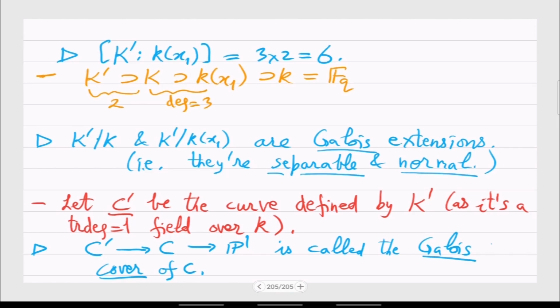Since we were getting only 1 point in C, we had to go to a bigger curve, and that's the Galois curve. There we will get all 3. Usually, for usual x2s or x1s, we will get 3. So we'll come back to this point next.